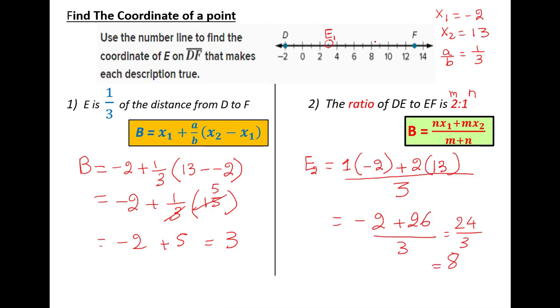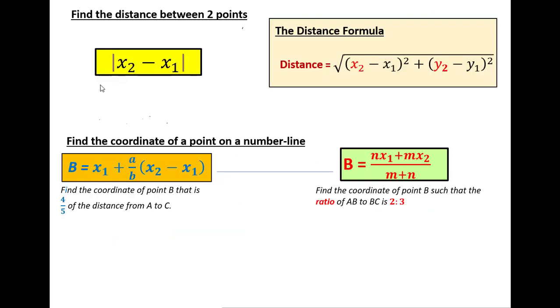My E2 is here. I realize that when I see a fraction, I use the rule that has a fraction, A over B. When I see a ratio, I use the rule that has n and m, which my ratio is m to n. But I make sure that I begin from the left. Now, in my last slide here, I put all of the rules together so that you can find a relation between them or compare which rule to use when.